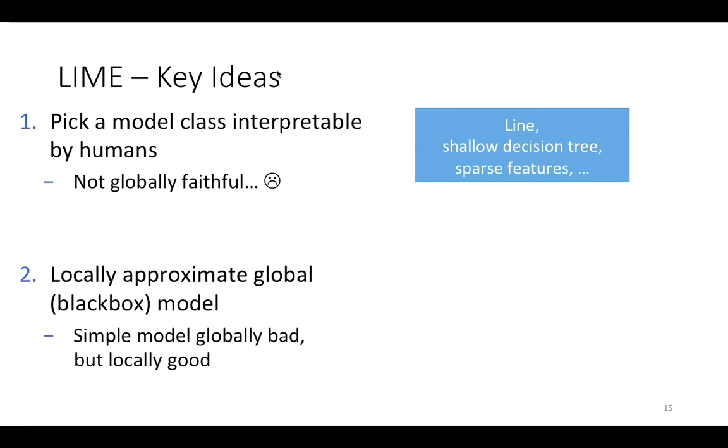Okay. So this is a very interesting first-hand algorithm that the authors develop, which actually gives very nice interpretations of your typically non-interpretable model. So what they will develop is a locally approximate global black box model. Okay, it's a simple model, globally bad, but locally it's very good. The local explanations that it gives is very good.